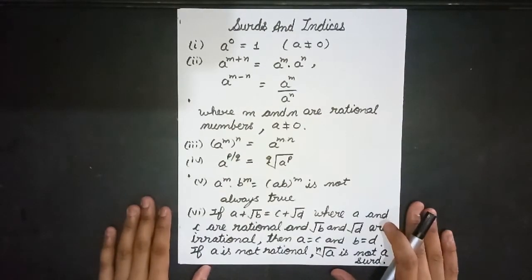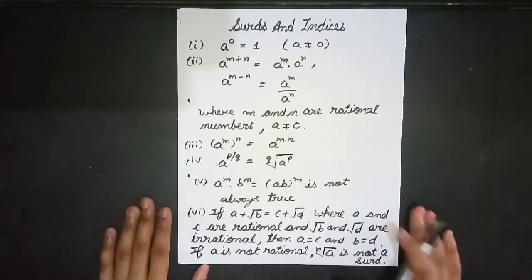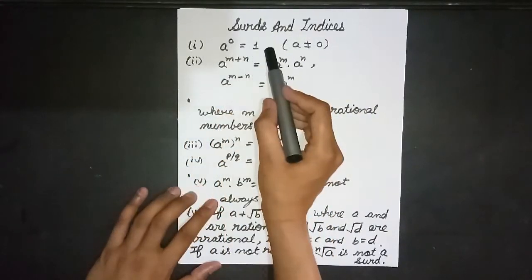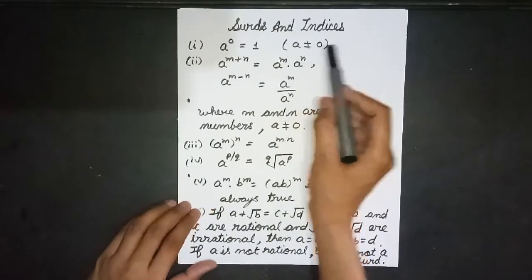So I am back with the maths topic surds and indices. This is an important topic for competitive exams. So let's start. First, a raised to power 0 is equal to 1, where a is not equal to 0.